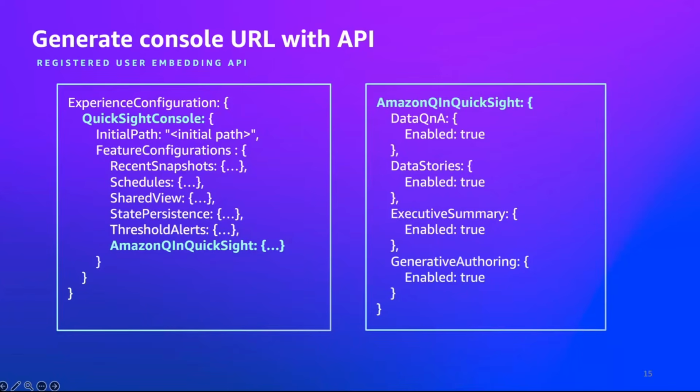So if you want these generative BI features to be made available in your embedded console, then when you call the generate embed URL API, you must add Amazon Q in QuickSight under the feature configurations and specifically enable these 4 parameters by setting them to true.